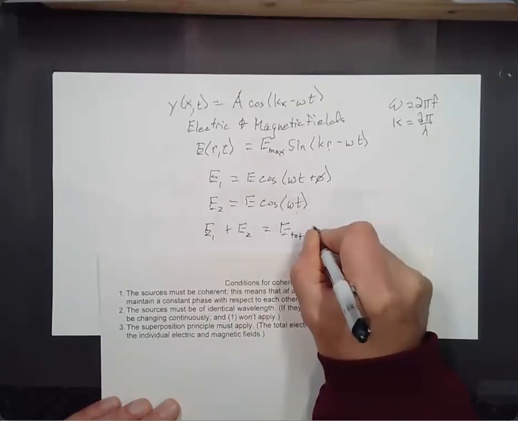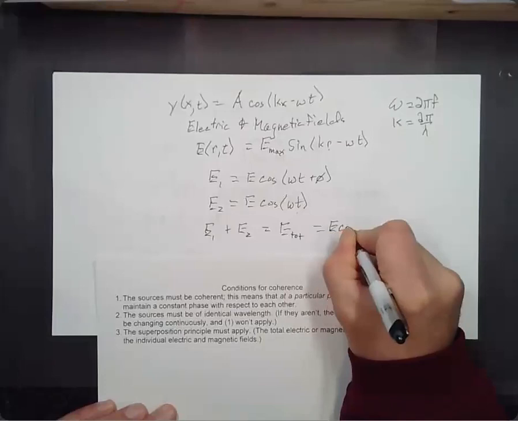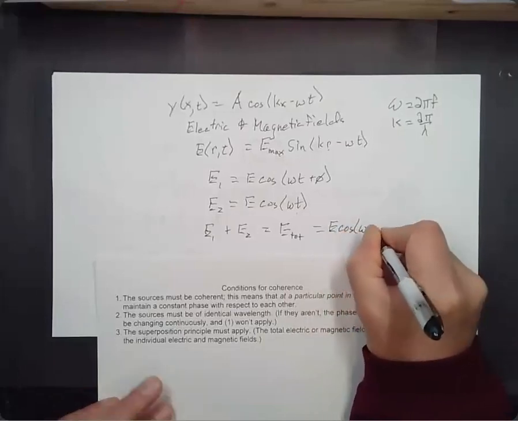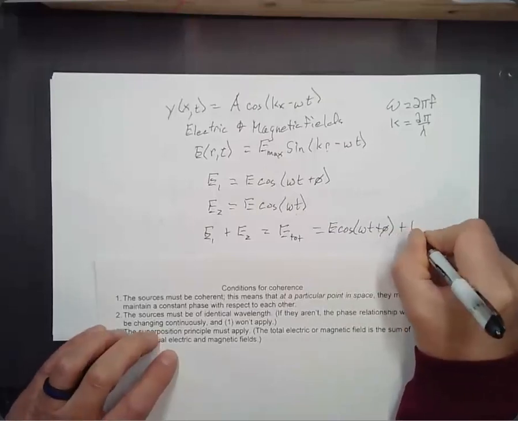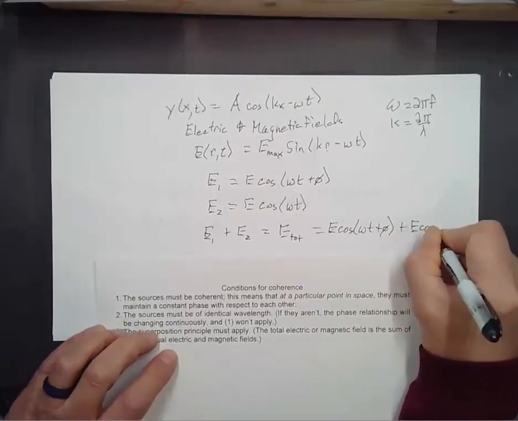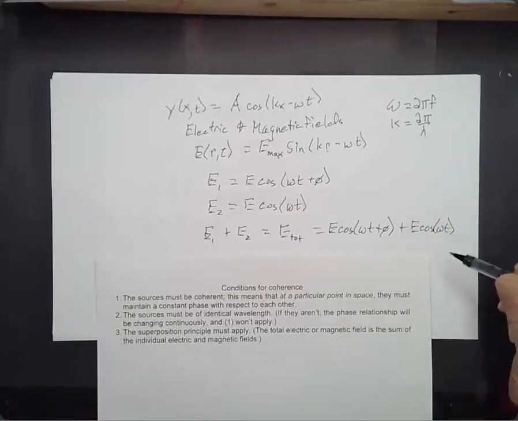And it's just going to be the sum of these two things: E cosine of omega t plus phi, and plus just E cosine of omega t. And we'll do little trigonometric things and graphing techniques to show how we might be able to add these two things together. Something we'll be interested in is the intensity of light at some point in space.